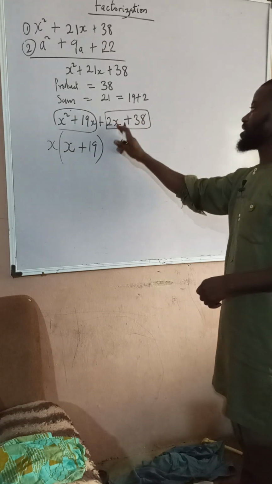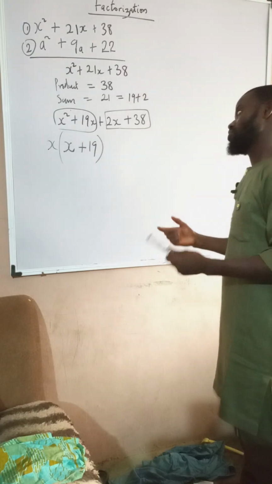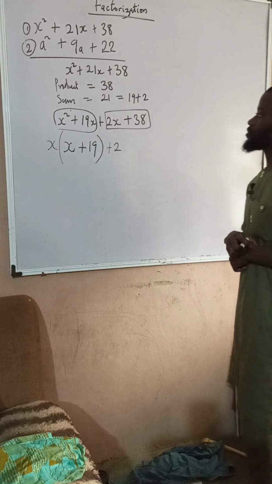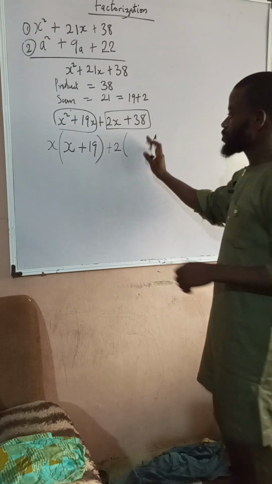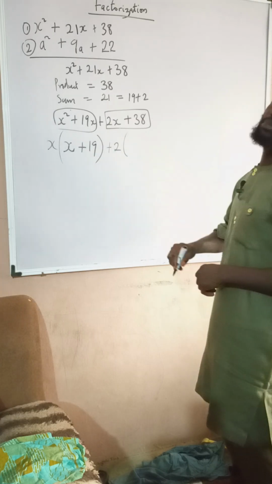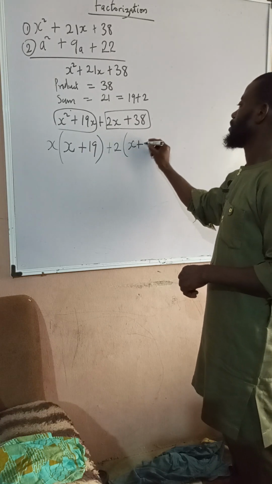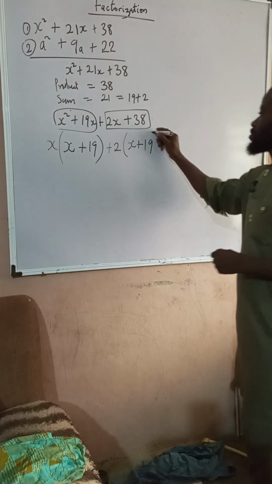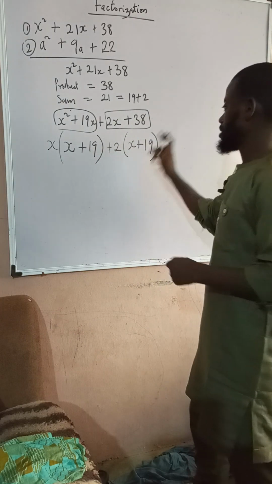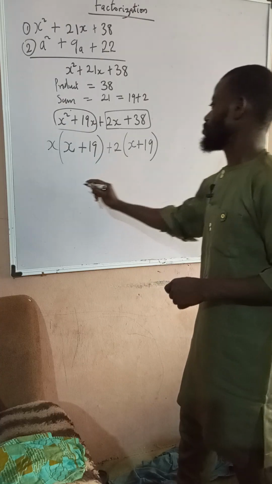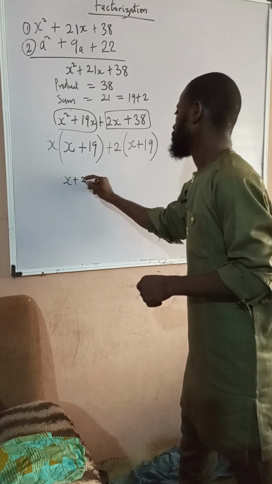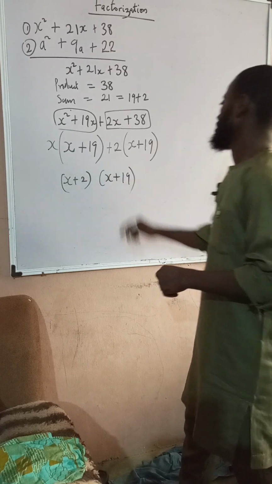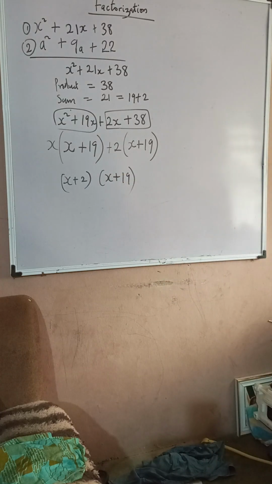Now, what is common between 2x and 38? That should be 2. So that is plus 2 into bracket. Just know that anything that is here must be the one I will repeat: x plus 19, because 2 goes in 38, 19 times. So now we're having this one to be 2. You take one out of this, then this outside one, you group them together: x plus 2, x plus 19.